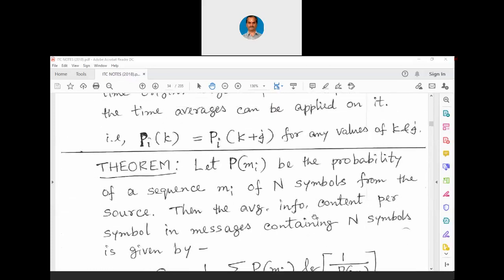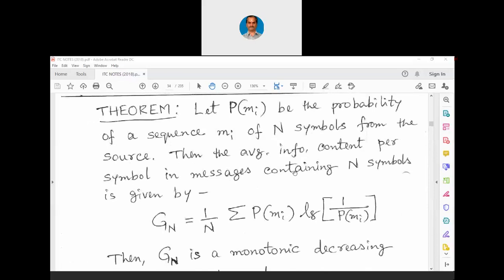There is a small theorem now. Let me discuss this theorem. The proof of this theorem is beyond our scope because the proof is highly mathematical. We are only discussing the theorem. Let P of Mi be the probability of a sequence Mi of n symbols from the source. Just for the sake of an example, let me consider this word probability itself. Now let us consider this word is a sequence Mi which contains n symbols from the source.